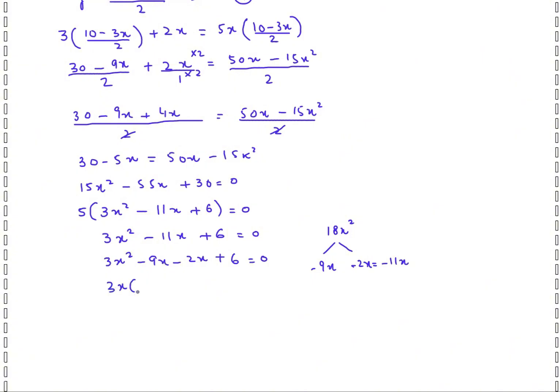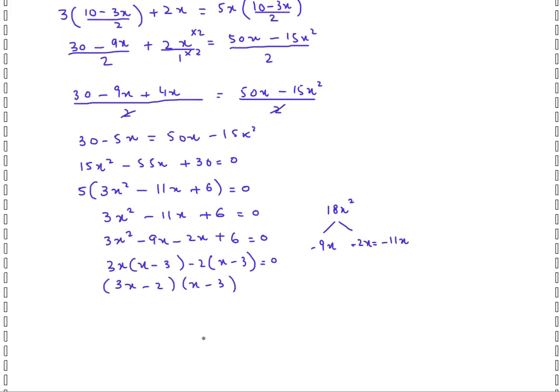3x is common, x minus 3. Minus 2 is common, x minus 3 is equal to 0. 3x minus 2, x minus 3 is equal to 0. So we have 3x minus 2 is equal to 0 and x minus 3 is equal to 0. x is equal to 2 upon 3 and x is equal to 3.